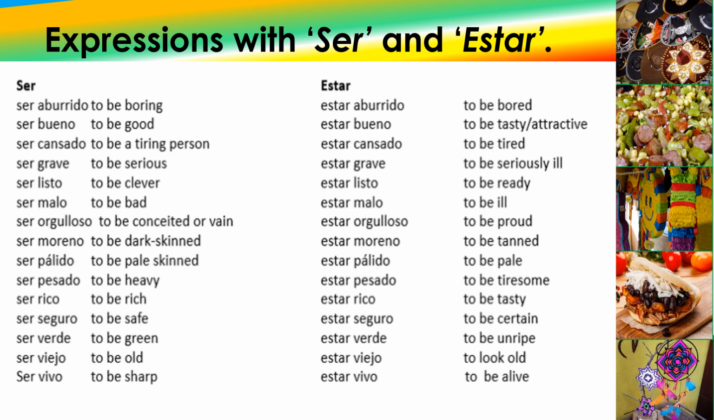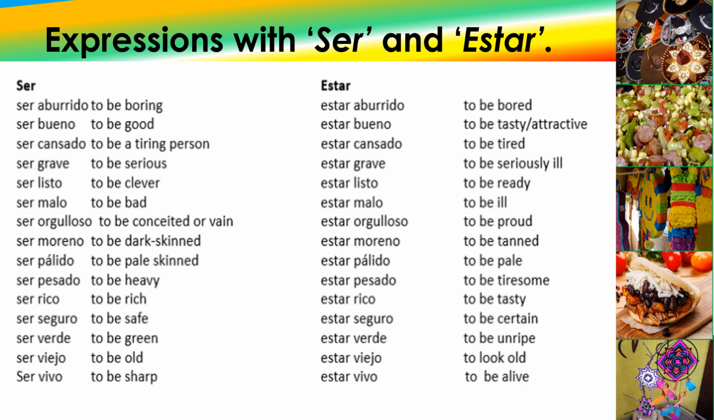Ser moreno, to be dark-skinned. Estar moreno, to be tanned. Next one. Ser pálido means to be pale-skinned, but estar pálido means to be pale, as in, when someone looks pale. When you're not feeling well, you have that pale look on your face. Yes. As opposed to when your skin looks pale, as in the appearance, the color.